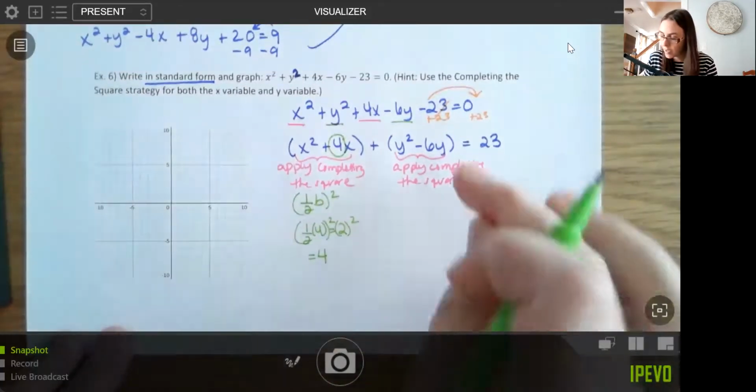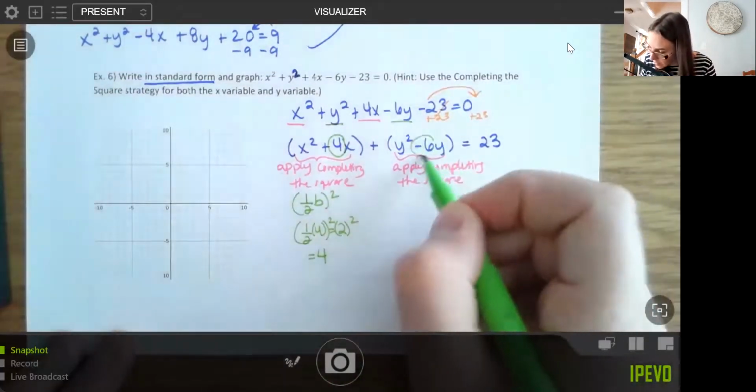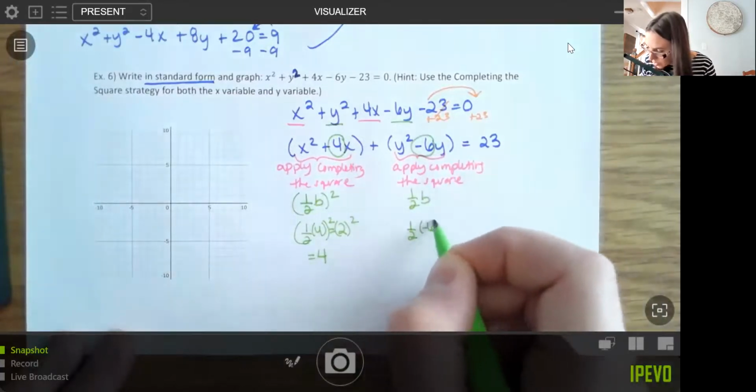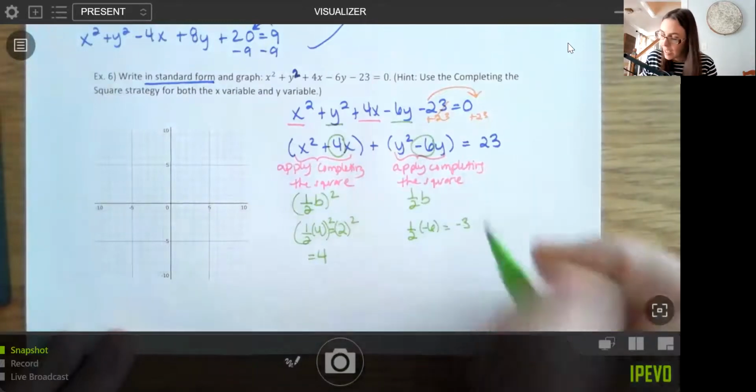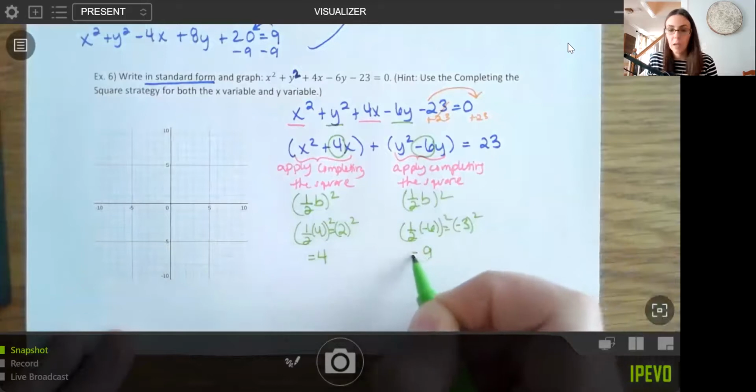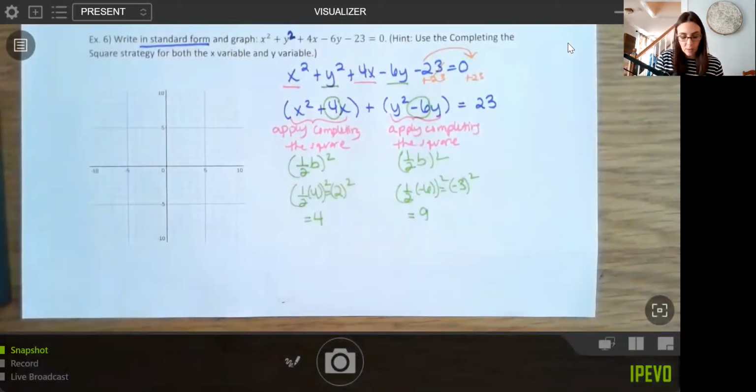I'm going to do the same thing over here. So I want half of this. So I find half of B. I'm taking half of -6, which is -3. And then I'm going to square it, and I get 9. So this is what I'm going to add to both sides.